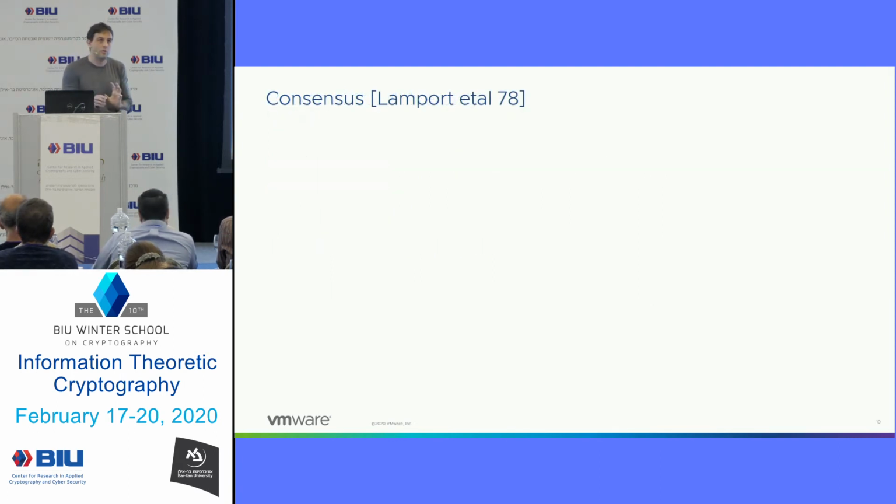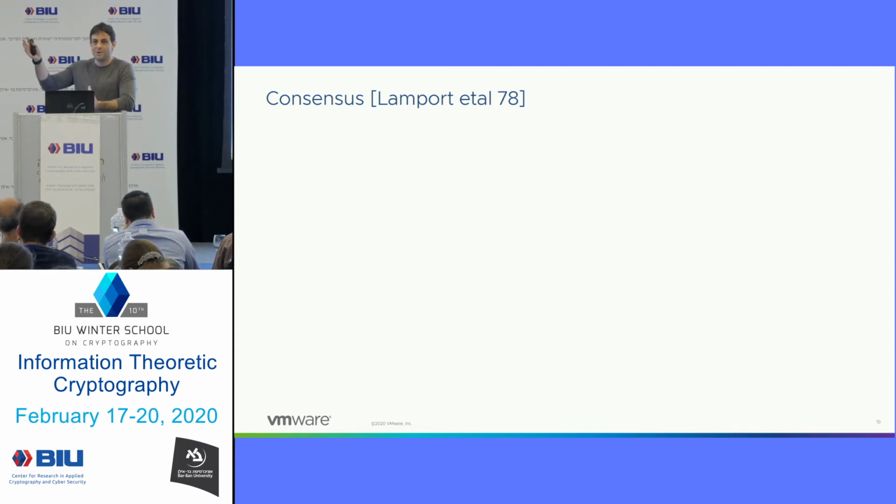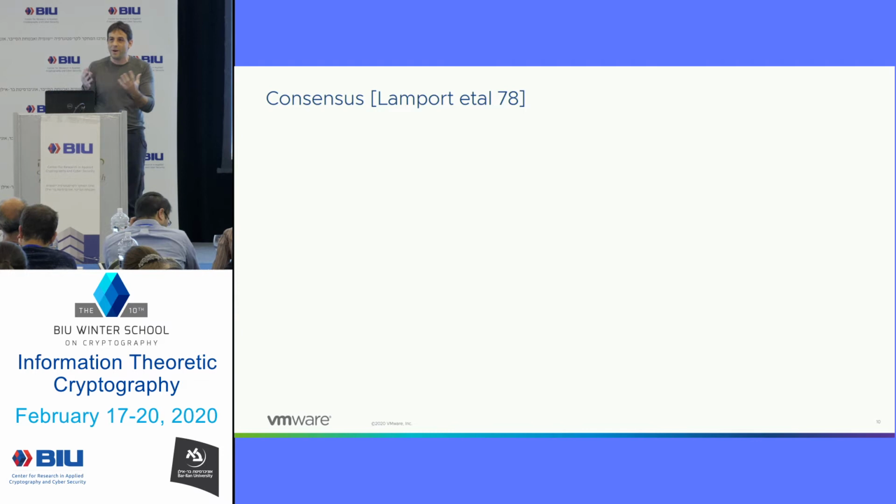All right, so now I'm going to define this notion of consensus. This is a problem that was suggested back in '78. Leslie Lamport and his co-authors were basically trying to think about sensors in a mission to space, and what happens if some of the sensors get cosmic rays, and these cosmic rays cause some of these sensors to behave in a Byzantine manner.